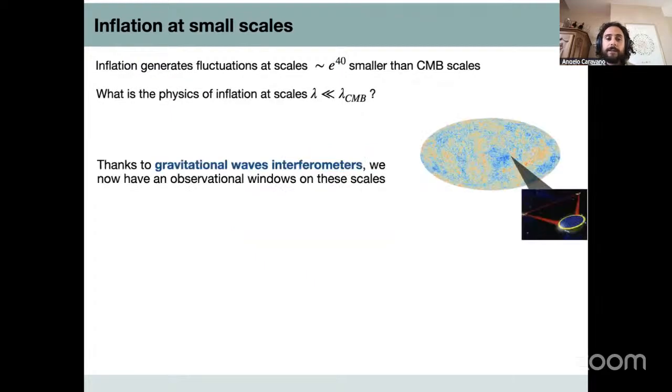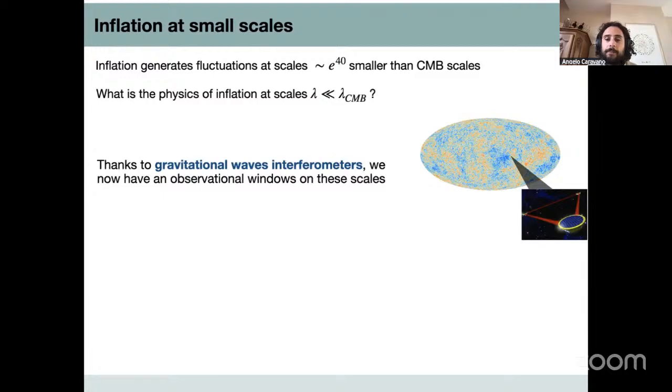However, recently, thanks to gravitational wave interferometers, we now have an observational window on scales that has just been opened. This is because gravitational wave interferometers operate at wavelengths that are much, much smaller than the wavelength of the CMB. We are talking about the average size of the arm of an interferometer. And in principle, if you get a gravitational wave signal coming from the early universe, you can see it.